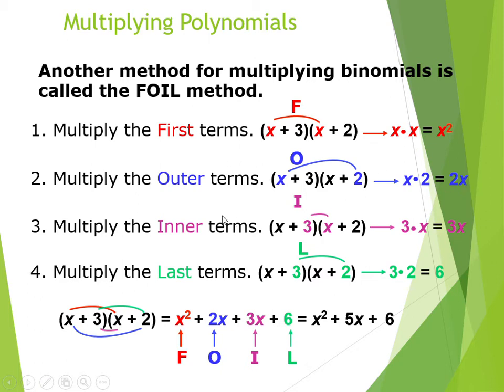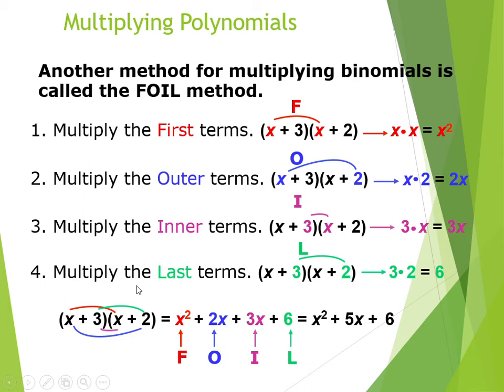And for the third step, you have to multiply the inner terms. So what are the inner terms, the ones inside? That is 3 and x. Isn't it? So 3 times x is equal to 3x. Isn't it? So that is for the inner terms.